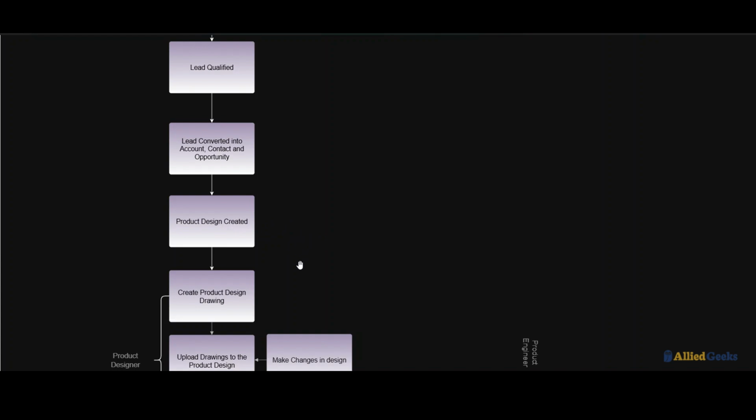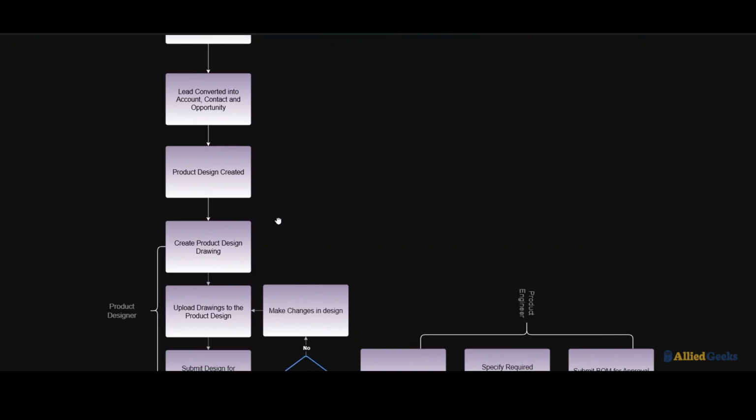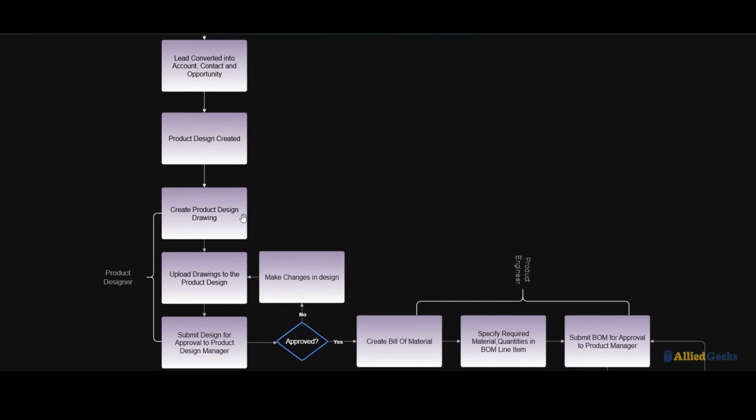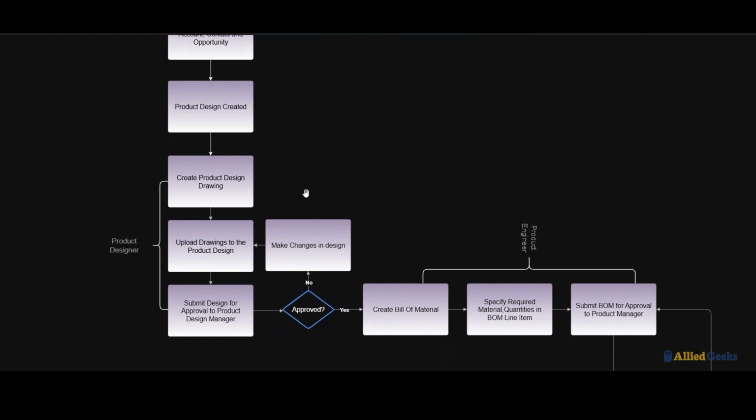The product designer creates a new product design record in Salesforce, specifying the product category, key technical parameters like voltage, torque, and speed, and uploads drawings or technical specs. Once everything is prepared, the designer clicks Submit for approval to send the design to the product design manager.